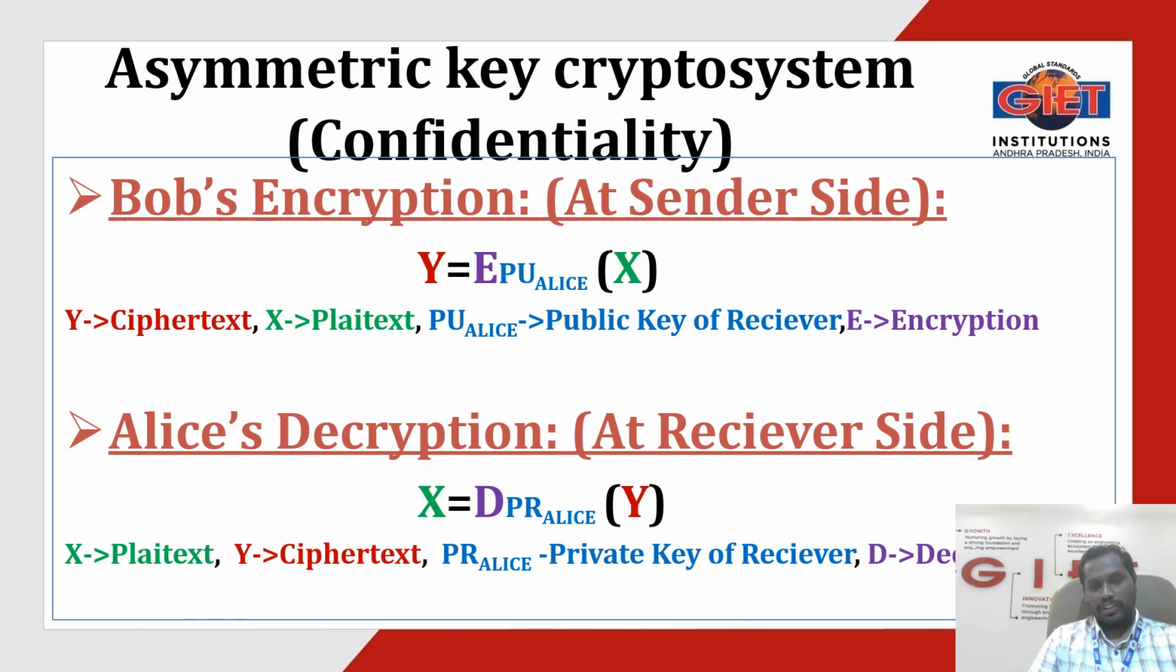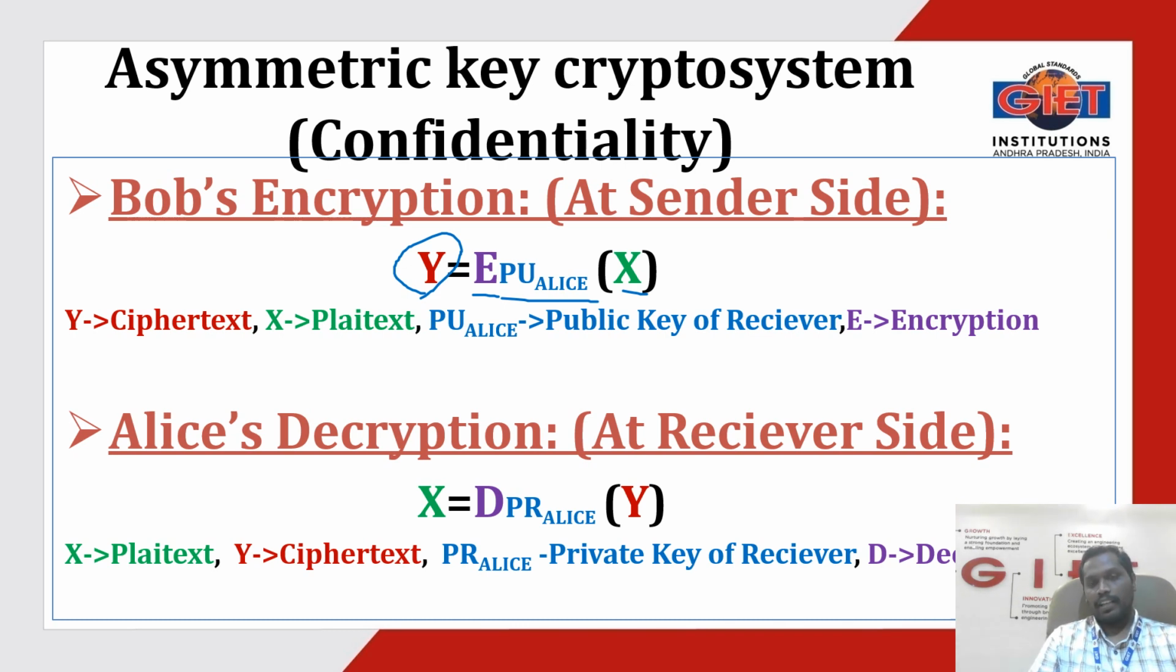So coming to the terminologies in asymmetric key cryptosystem, where the security service is confidentiality, here you can see the mathematical representation at the sender side as well as the receiver side. Here we make use of the receiver's public key. You can see PU Alice, which is the public key of Alice, and X, which is the plain text. You encrypt it and get back the ciphertext as output, and this output is shared over a channel to the receiver.